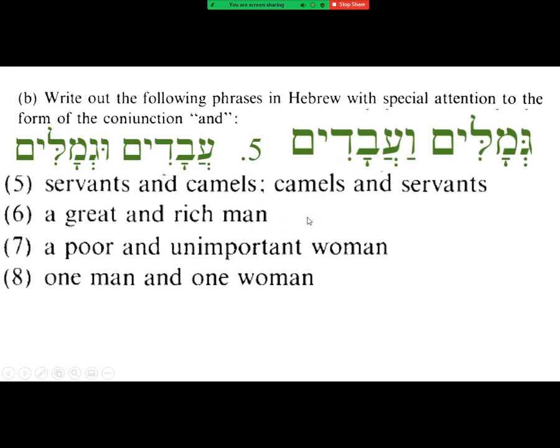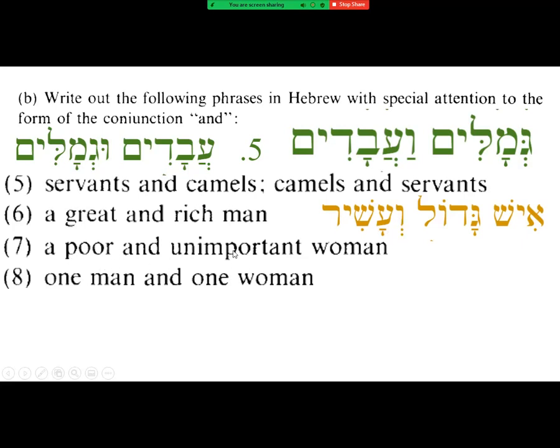A great and rich man, so you're going to have the man, ish. It's going to be great and rich. Great is gadol, and rich is going to be ashir. And so we have ish gadol. Since ashir begins with a guttural, you put the schwa on over here, so that goes this way. So we have the ashir. So that's, instead of u, it's just the va.